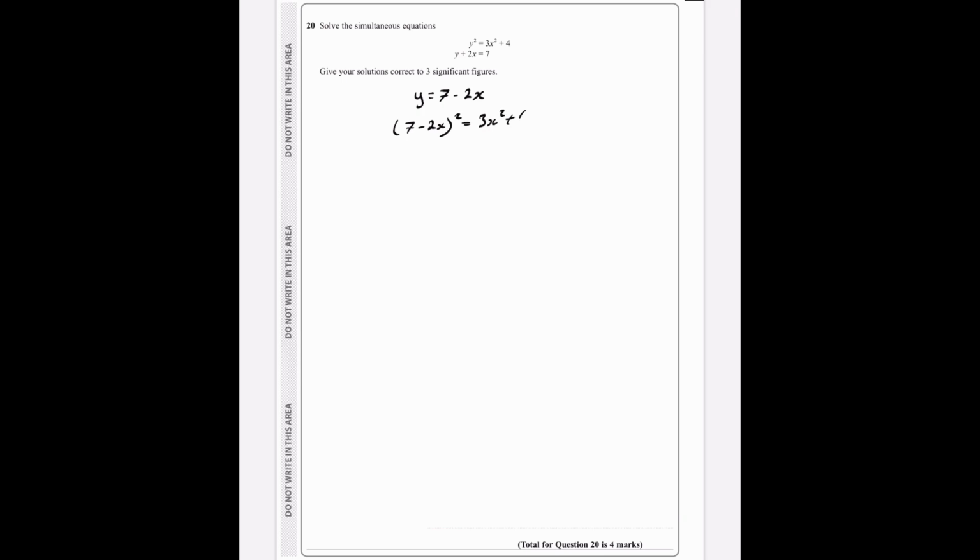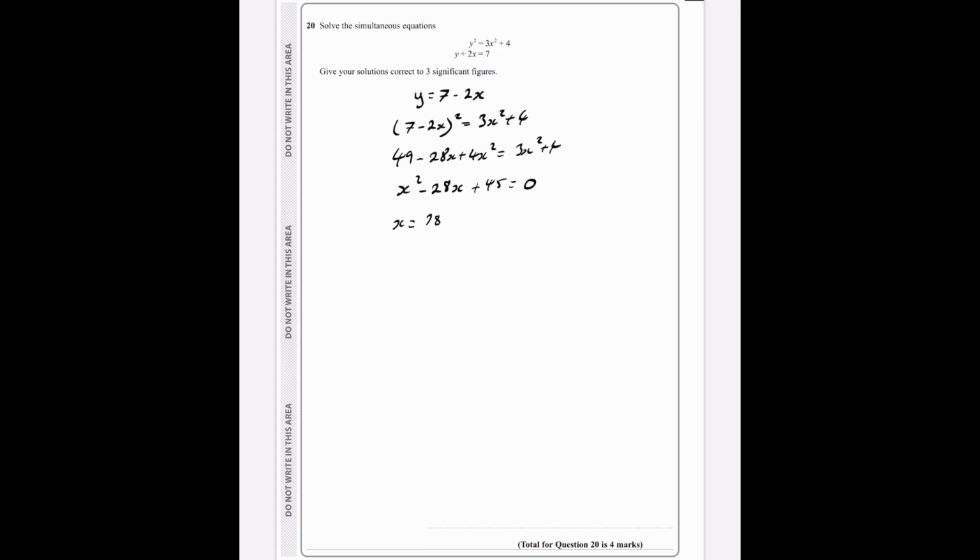Rearranging the linear equation to make y the subject. It's much easier to make y the subject here than x, because otherwise you'd be dealing with a fraction. We get y equals 7 minus 2x. Substitute that into the first equation, replacing the y with 7 minus 2x. Expand it all out: 49 minus 28x plus 4x squared is equal to 3x squared plus 4. Bring everything onto the left-hand side: x squared minus 28x plus 45 equals 0.